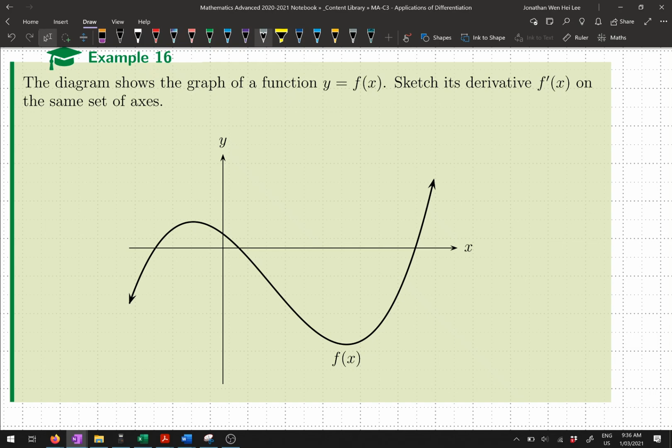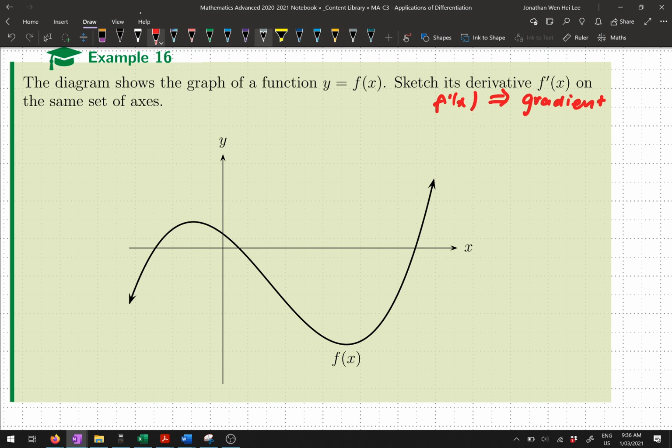Okay. Here is an original function, f of x. What we want to draw is the derivative on the same set of axes. Now, when I'm looking at these types of graphs, if this is the original function, there's a few things that I'm actually looking for. What does this first derivative tell me about the original function? This tells me my gradient. So what I'm looking for is the gradient of my function f of x here.